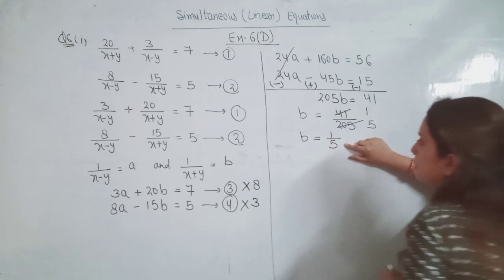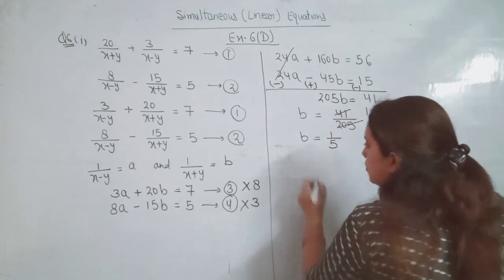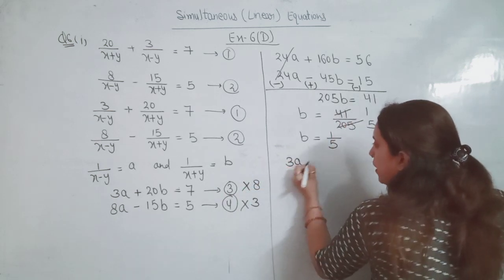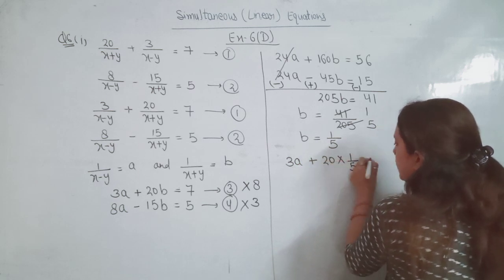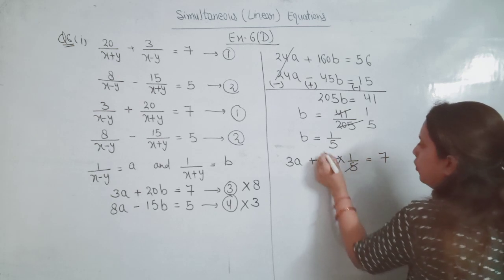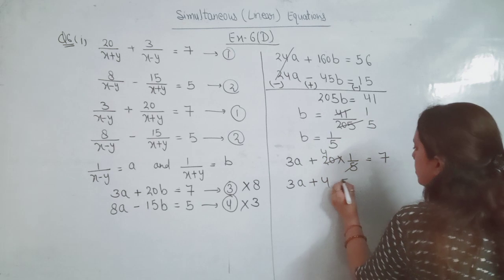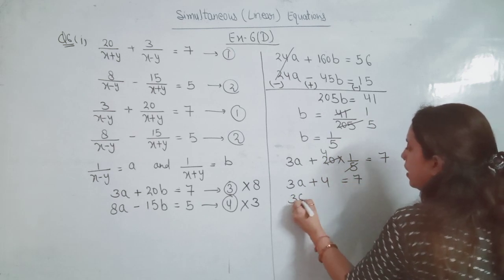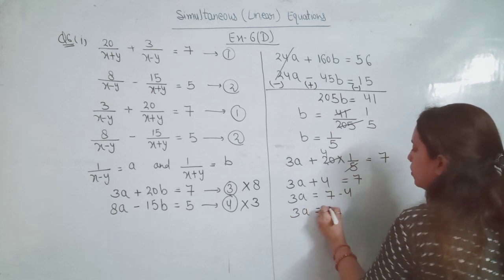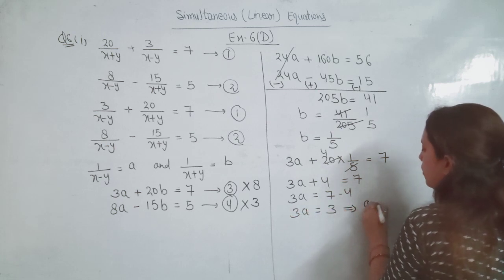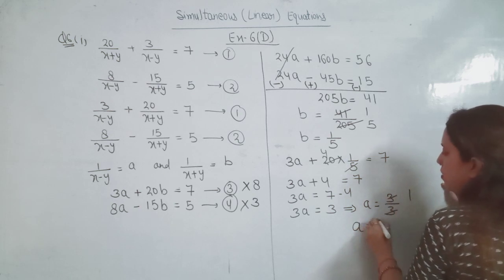After getting the value of b, put it in equation 3. Equation 3 is 3a plus 20b, b is 1 by 5, is equal to 7. That is 4, so 3a plus 4 is equal to 7. So 3a is equal to 7 minus 4, 3a is equal to 3. So a will be 3 by 3, 1. The value of a is 1.